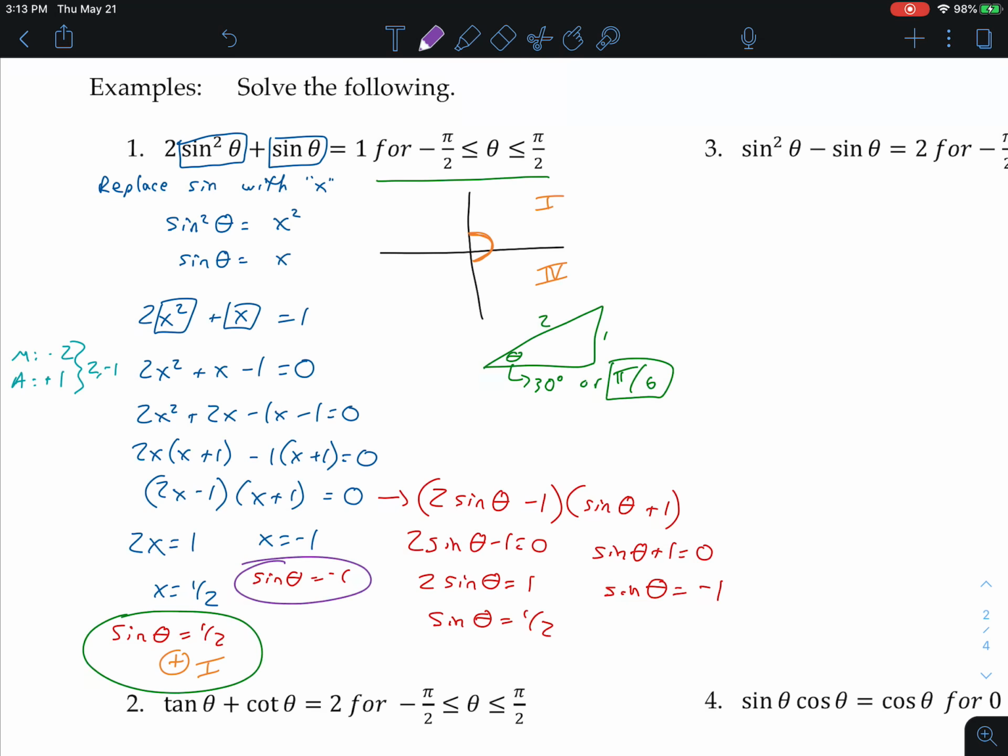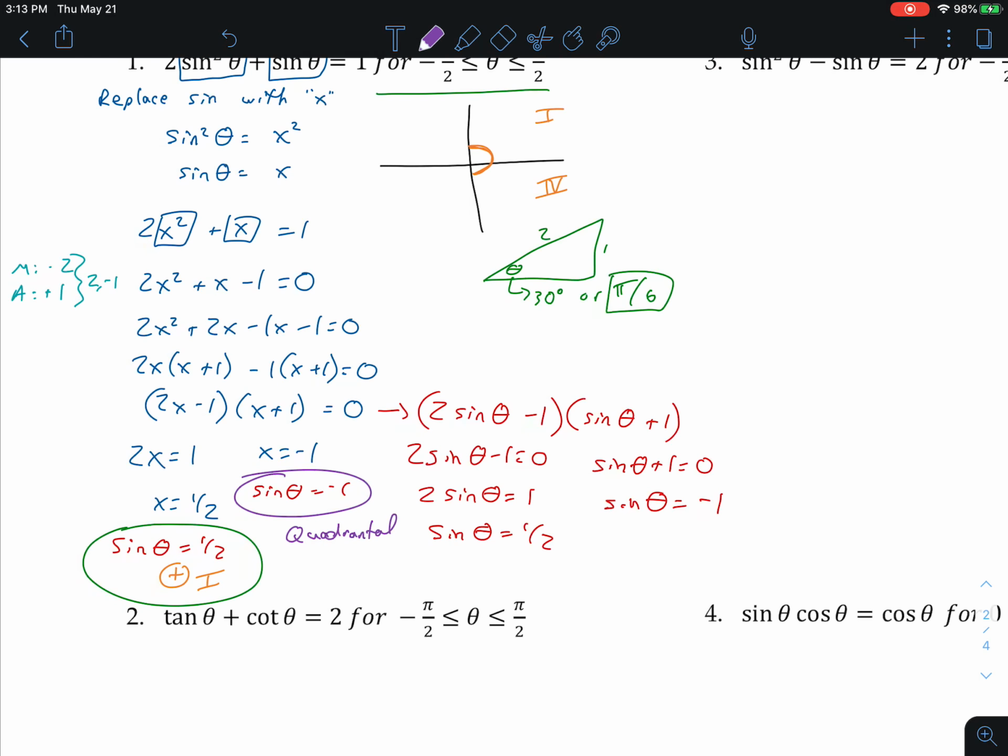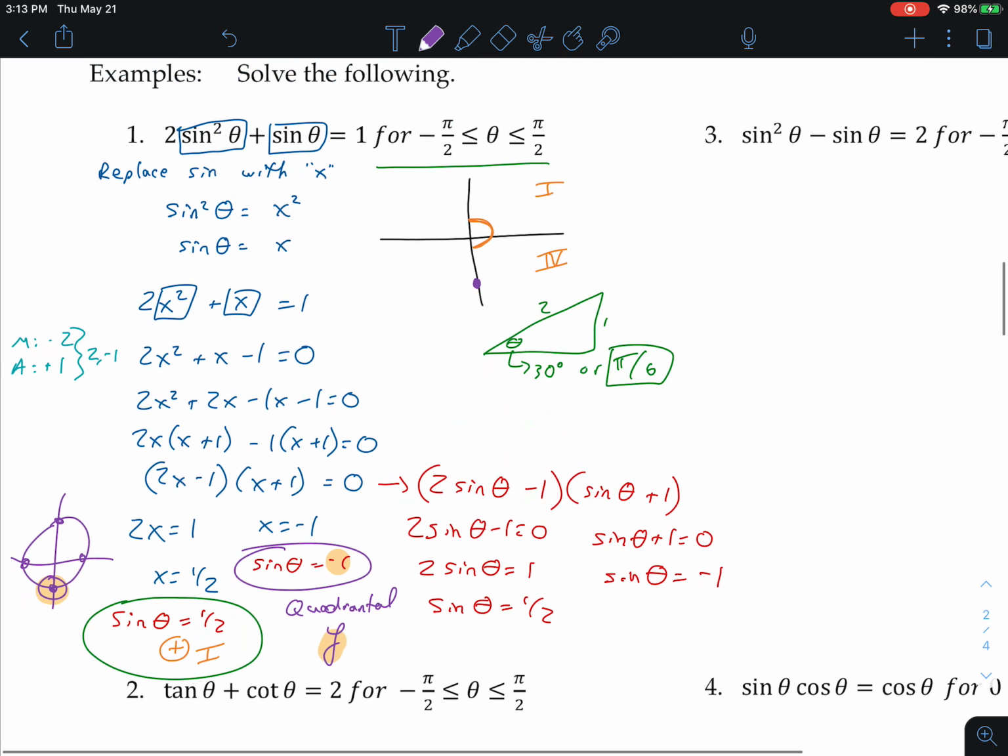Okay, and now we have a second one. I'll do that in purple. -1. Oh, here's another quadrantal. It's a 1 or -1 value, or 0. If we look at our unit circle, up here, down here, over here, sine is y. So when is y -1? That's down here. Y is -1 down there. So my other answer is whatever's down here, the very bottom. Can I do that? Yes, because I am greater than or equal to -pi/2. So my answer of -90 or -pi/2 is my second answer.